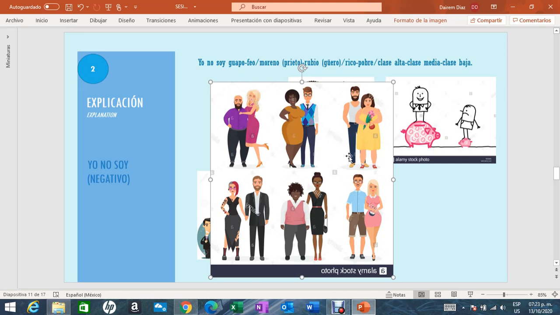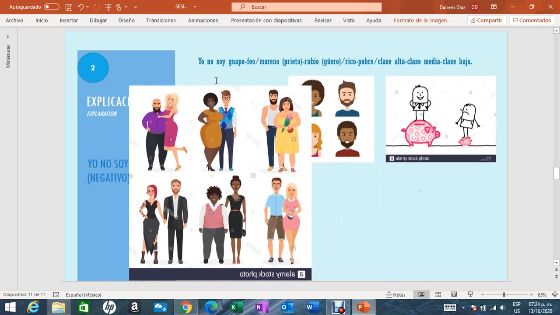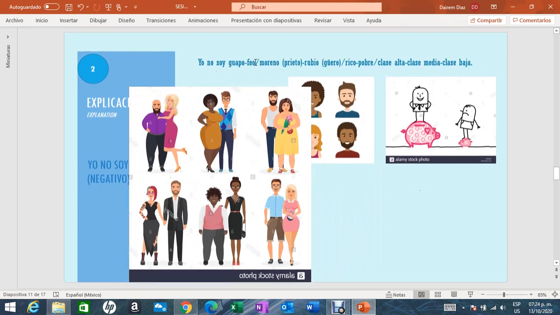So I put here an image with a lot of different couples, people from different places, different ideologies, as I can see here, and it's up to you to decide who is handsome and who isn't. So the sentence is yo soy guapo, yo no soy guapo. Handsome, right? Then feo, ugly, feo. Yo soy feo, yo no soy feo. Moreno, brunette. Yo soy moreno, yo no soy moreno.